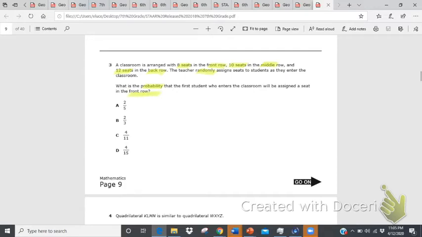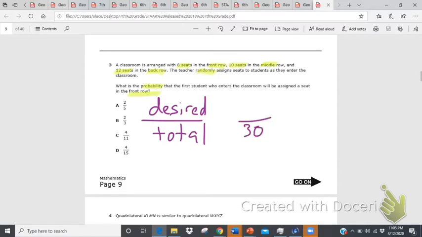Ladies and gents, keep in mind that when it comes to probability, it is the desired outcome over the total number of outcomes. So here, if you add up the total number of seats, there's a total of 30 seats. However, the desired outcome in this situation is the front row. So of those 30 seats, how many are located in the front row? 8 of them. And is that answer choice there? No, it's not. So we can simplify, divide both sides by 2, and we establish that the first student has a 4 in 15 chance of being seated in the front row.